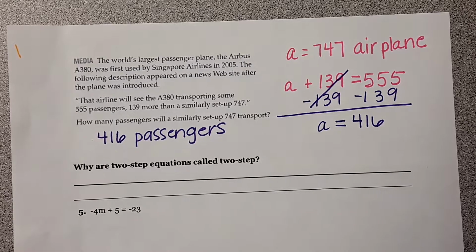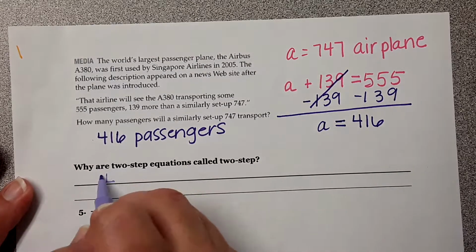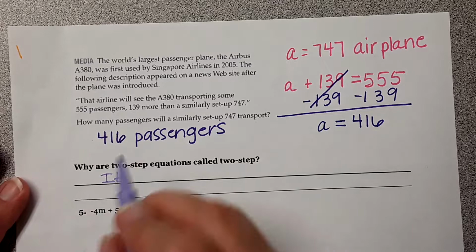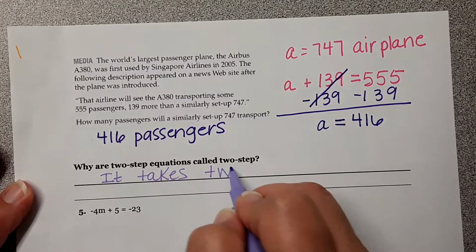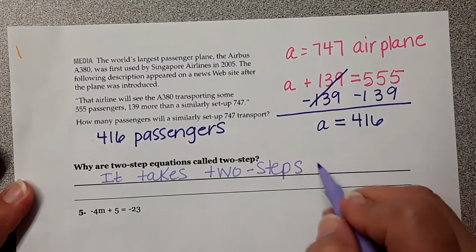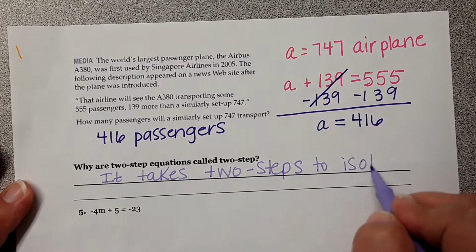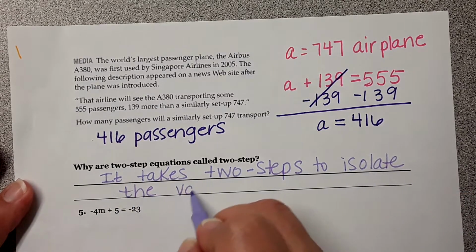Why are two-step equations called two steps? Yep, it takes two steps to isolate the variable.